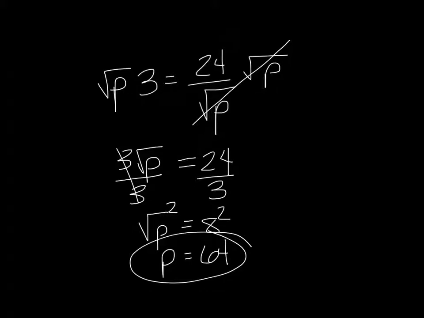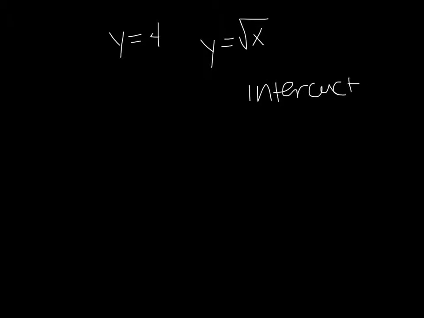Okay, and lastly, this will be our last one. If you're told that y equals 4, and you're told that y equals the square root of x, and you're supposed to figure out that they intersect at a comma b, and you're supposed to find out what a is. Okay? Well, a is just the x values.